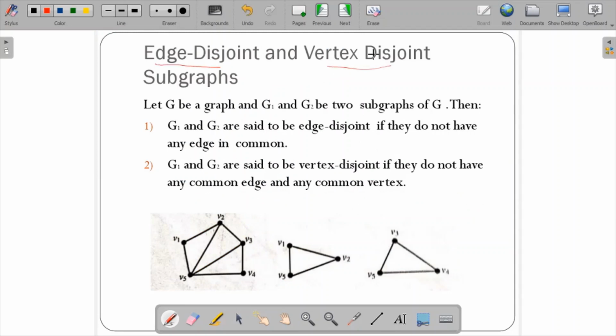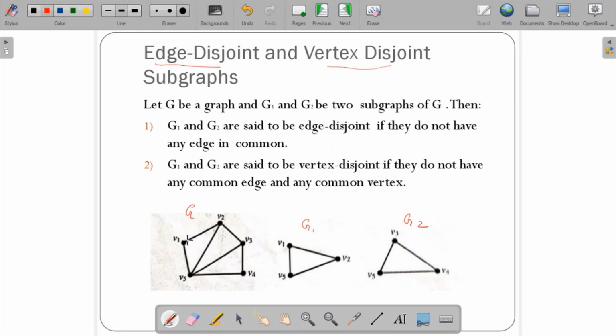So for example, let G1 and G2 be the two subgraphs of G. For example, if this is the main graph G, and let this be G1 and G2 graphs. We tell that G1 and G2 are said to be edge disjoint if they do not have any edge in common.